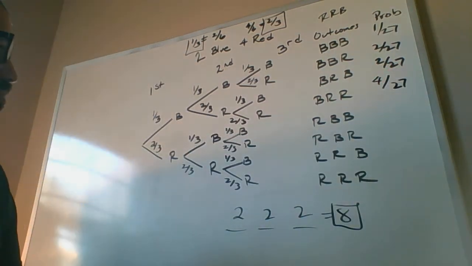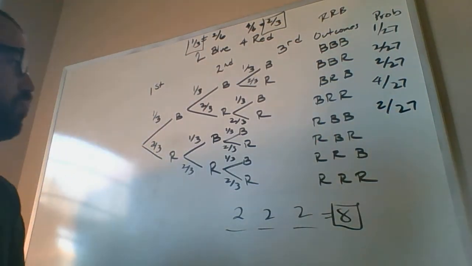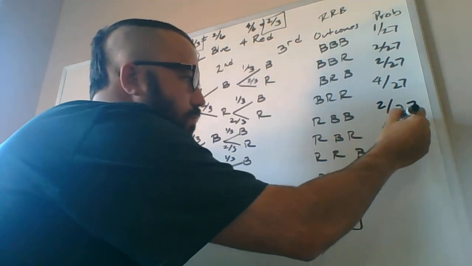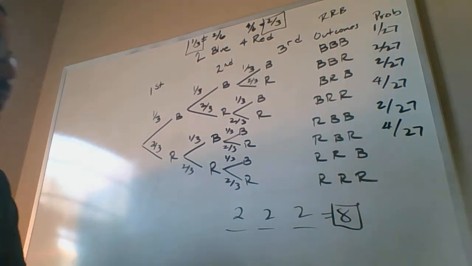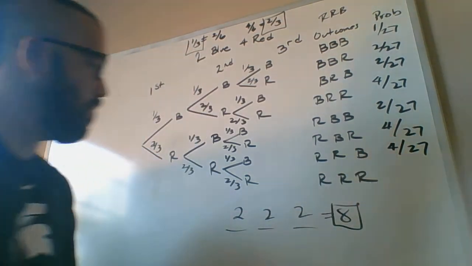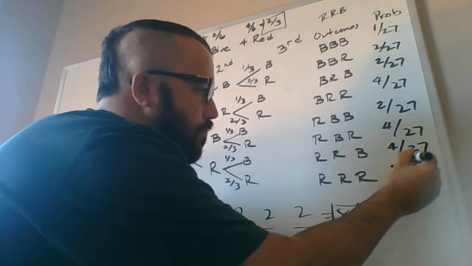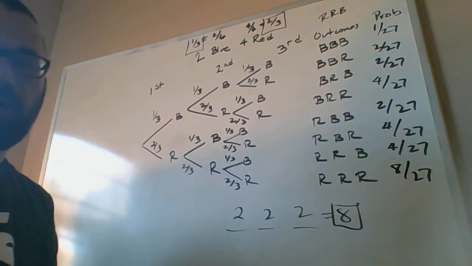Next one, red, blue, blue is going to be 2 out of 27. Remember, only 1 red, 2 out of 27. Next one, 2 reds. That's going to be 4 out of 27. Right? Red, red, blue. Again, 4 out of 27. And now red, red, red. This is going to be the highest one. 2 times 2 is 4 times 2. That's 8 out of 27. Right? These are all the possibilities.